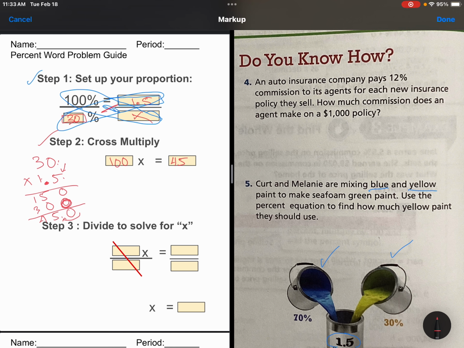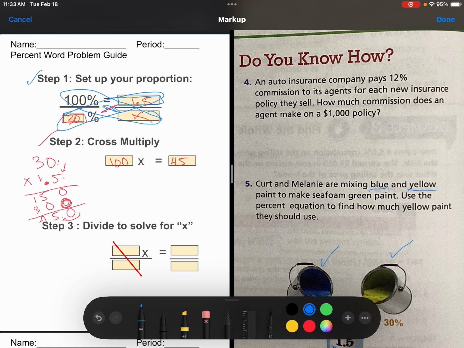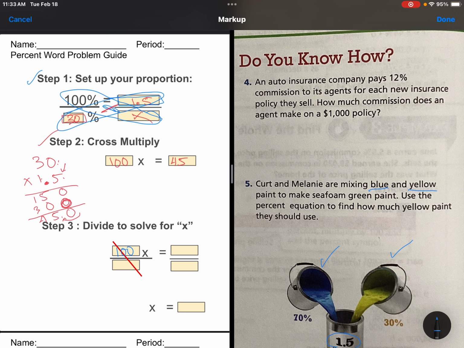Step 3, divide to solve for x. Okay, so I'm gonna rewrite my equation that I had right here. 100x equals 45. Good. And then if I divide by what number, do I cancel this 100? Yes, by itself, here and here. Boom, canceling those two numbers, I'm actually left with just x equal to whatever 45 divided by 100 is.